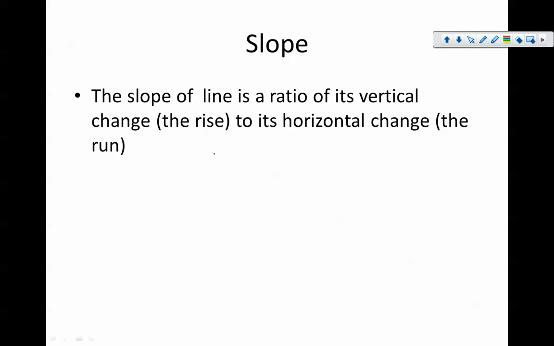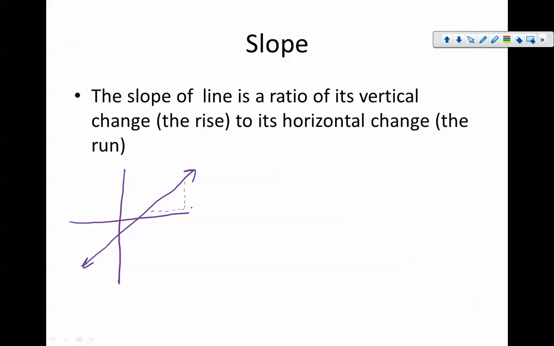So let's talk about the slope. The slope is basically a ratio of its vertical change, which we call the rise, to its horizontal change, which we call the run. To give you a couple of different pictures of this, if we were to talk about it on a graph, first of all, slope only makes sense when we're talking about a linear equation, thus creating a line.